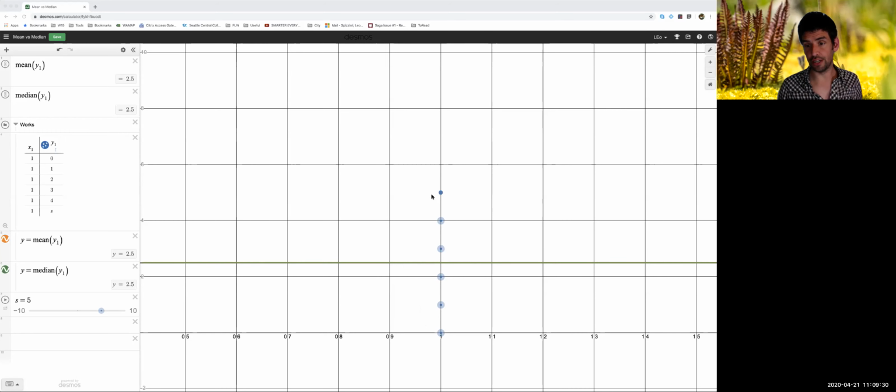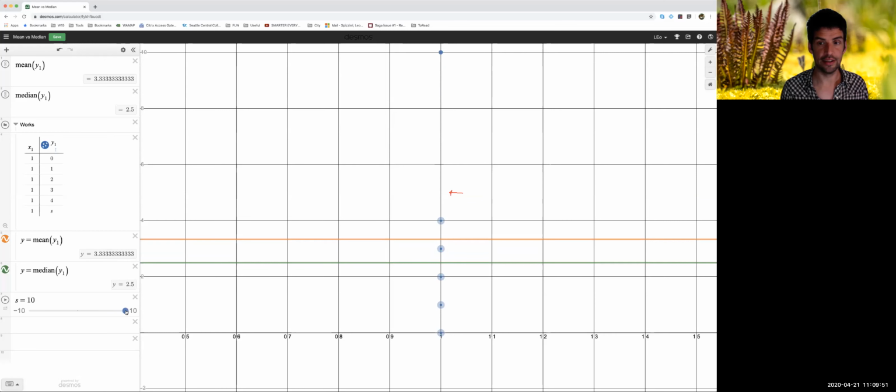So what I'm going to do is play with this top piece of data. This piece of data right here, I'm going to change it. I'll leave that little marking there so we remember where it was. First, I'm going to raise that piece of data. Let's just go all the way up to 10. So I've moved that piece of data that used to be down at this red arrow up to 10. Notice the median hasn't changed at all. It's still the middle number, 2.5.